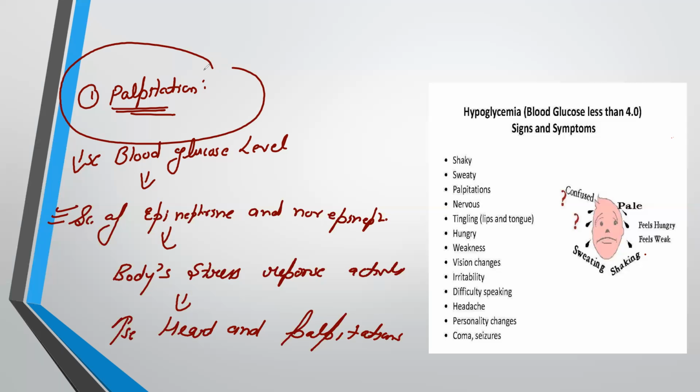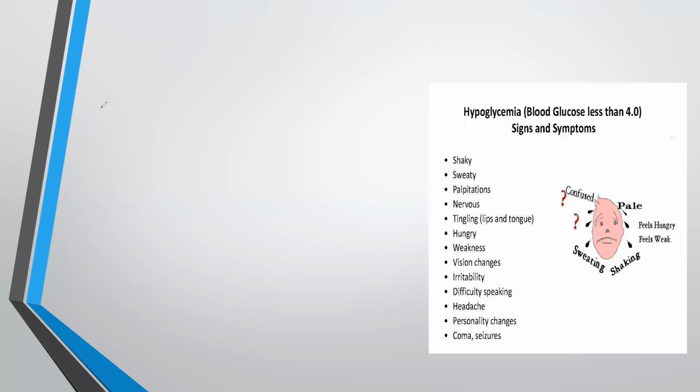So it is due to the decreased blood glucose level leading to the secretion of epinephrine and norepinephrine, and that helps generate the body stress response. When the body stress response occurs, there are some cardiovascular changes like increased heart rate and palpitations. So it is the first one. The second main symptom in hypoglycemia is diaphoresis.